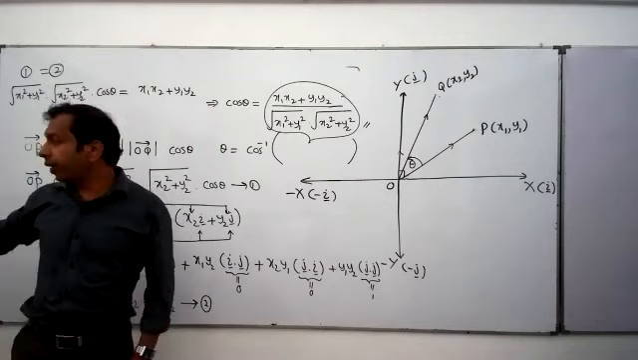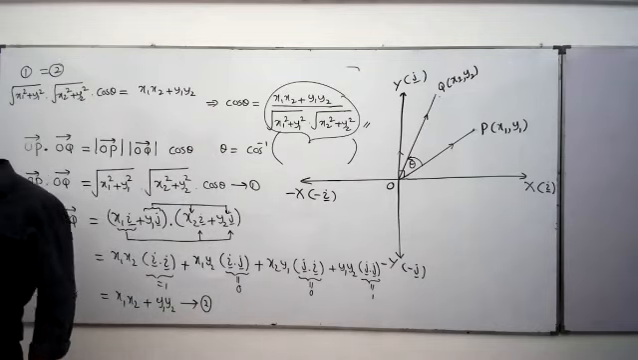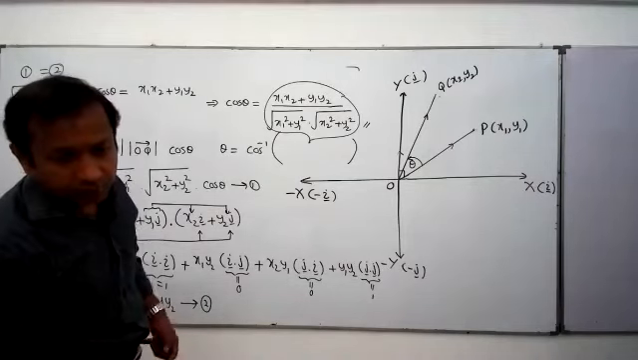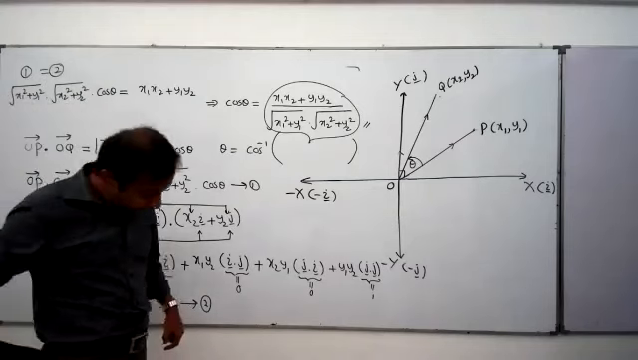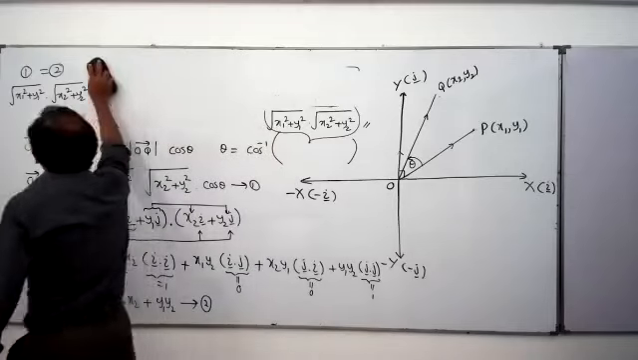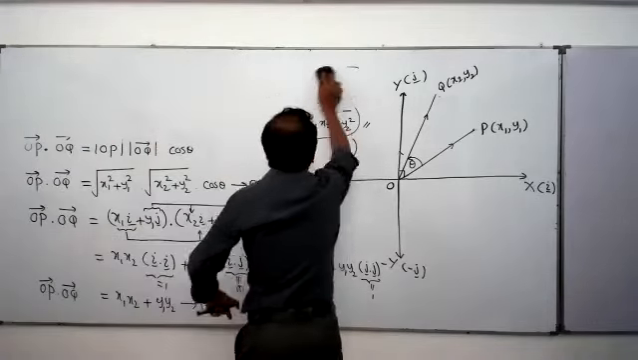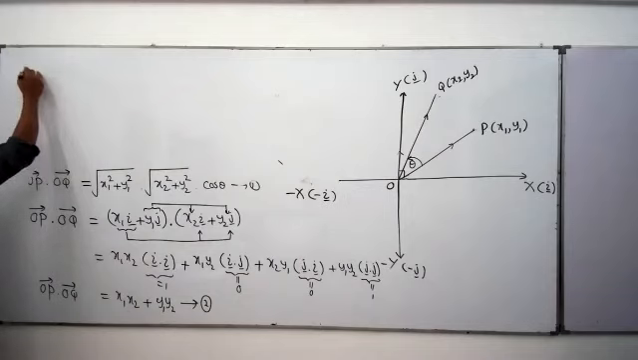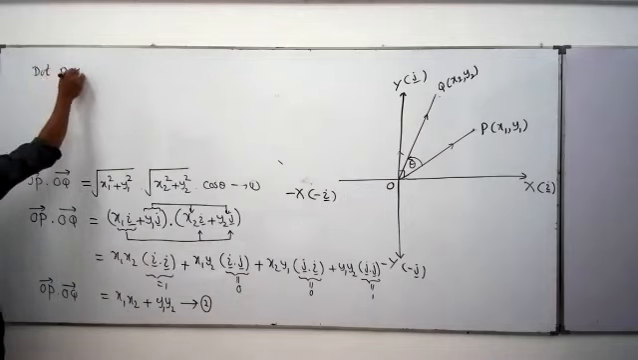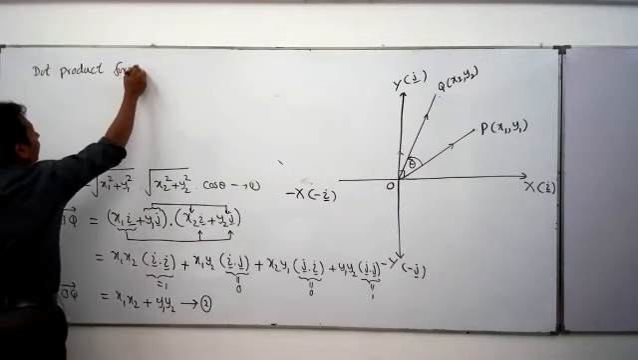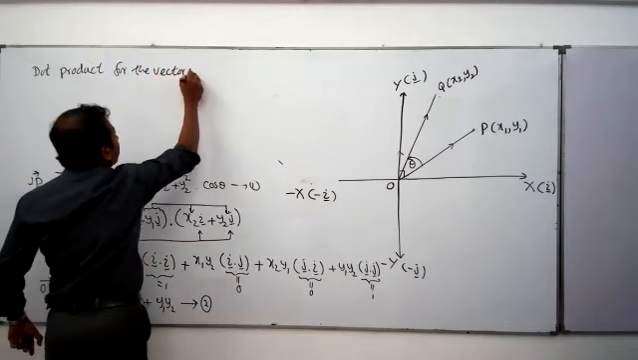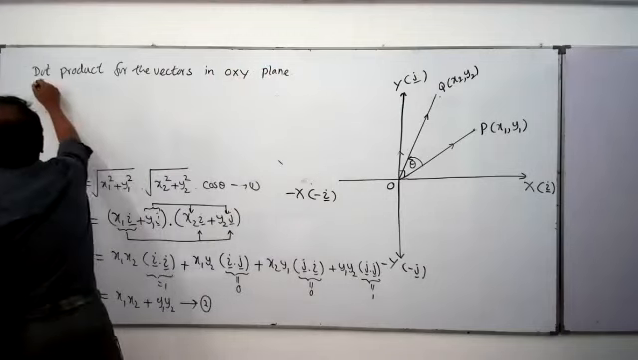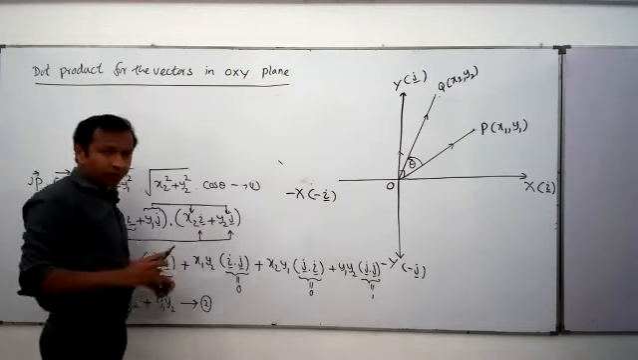Write down today's heading. I will write the heading this way: Dot product for the vectors in the OXY plane.